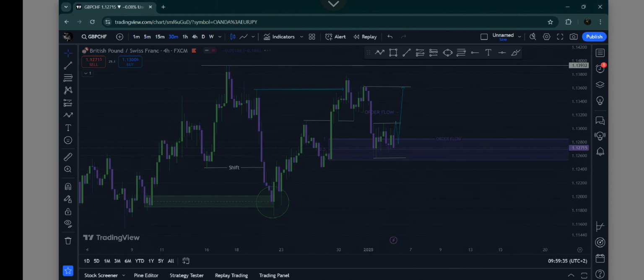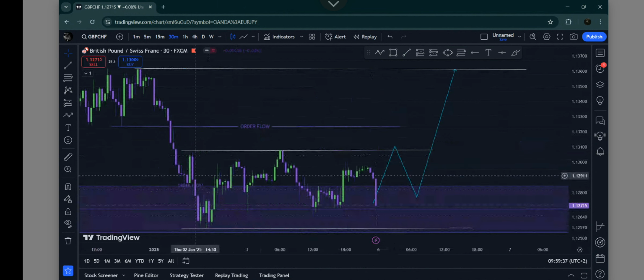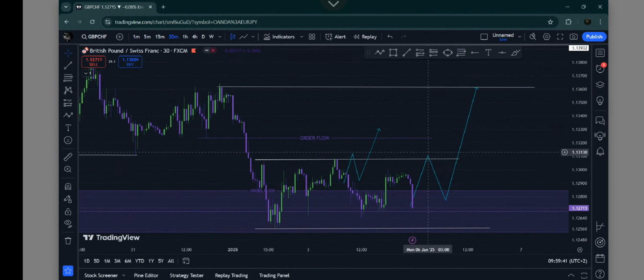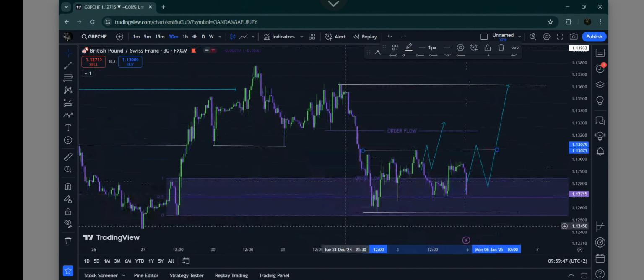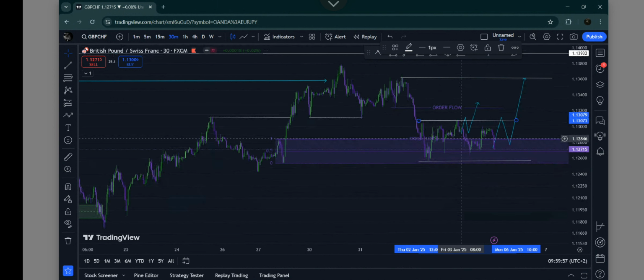So since we're consolidating within this range, this high and this low, what I'm looking for is a sweep of liquidity above this high, and ideally I would also look for a sweep of liquidity below this low, to confirm that price cannot push below this range and then continues pushing higher. That's the confirmation I'm looking for by Swiss franc.